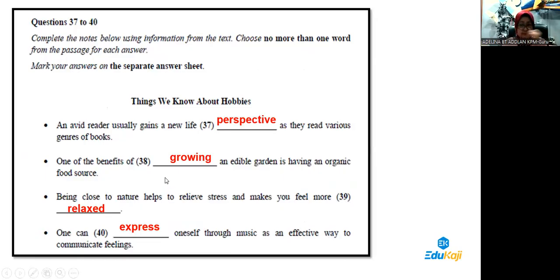So for the last 4 questions, just make sure you read and refer back to the text you read in the previous page. Okay? Alright. Just remember that this is a one word answer. If you were to write 2 words for one blank, automatically the answer is wrong, even though one of the words is correct. Okay, alright.